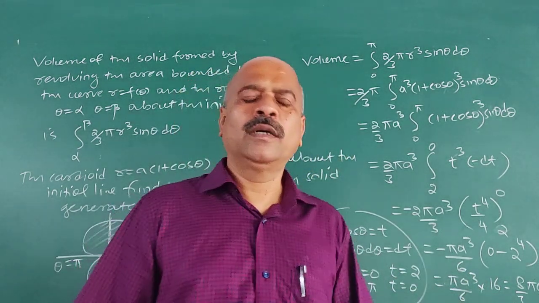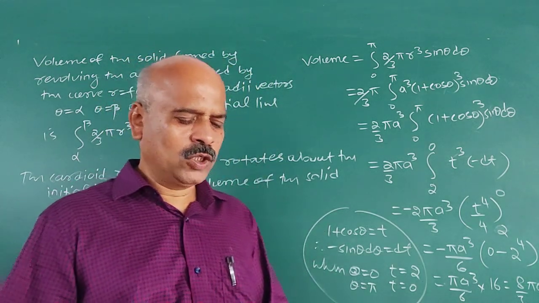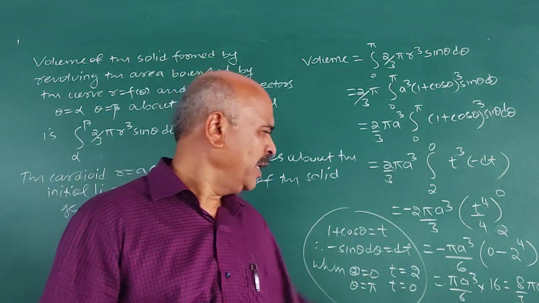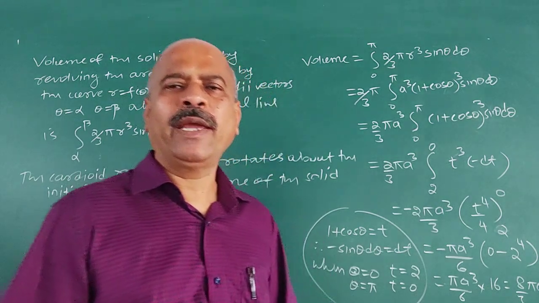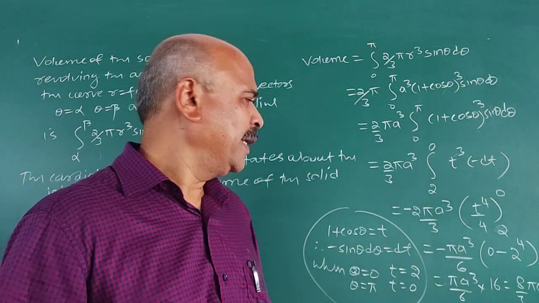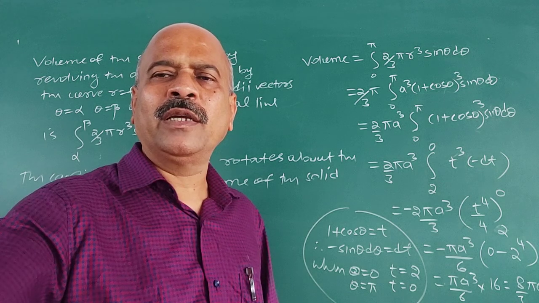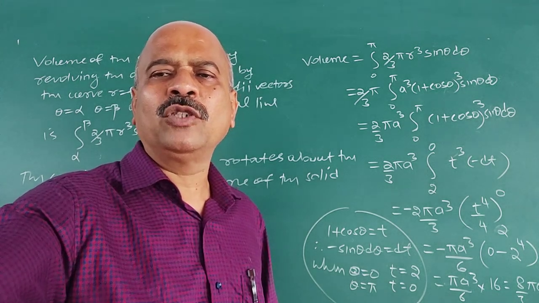Therefore, the volume of the solid obtained is 8 by 3 pi a cube. I continue the remaining in the next period. I take surface of revolution in the next period.